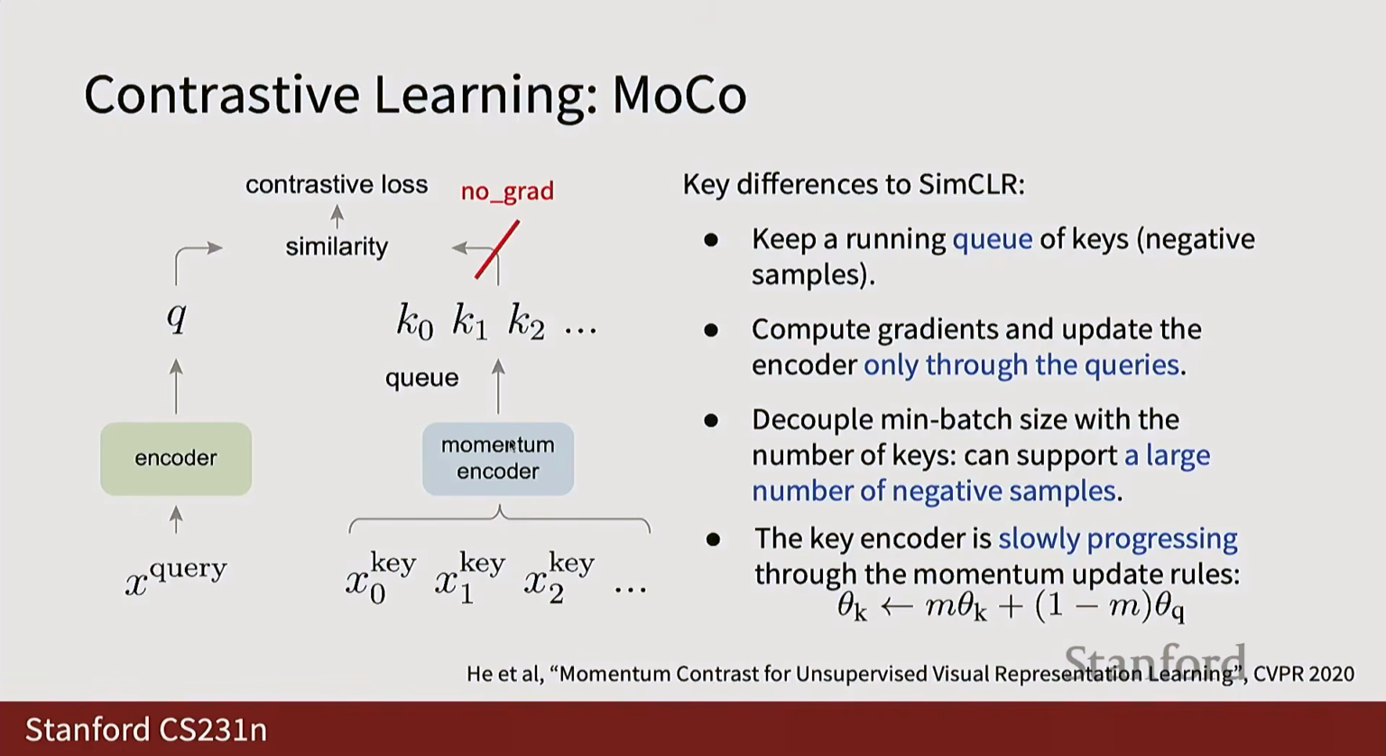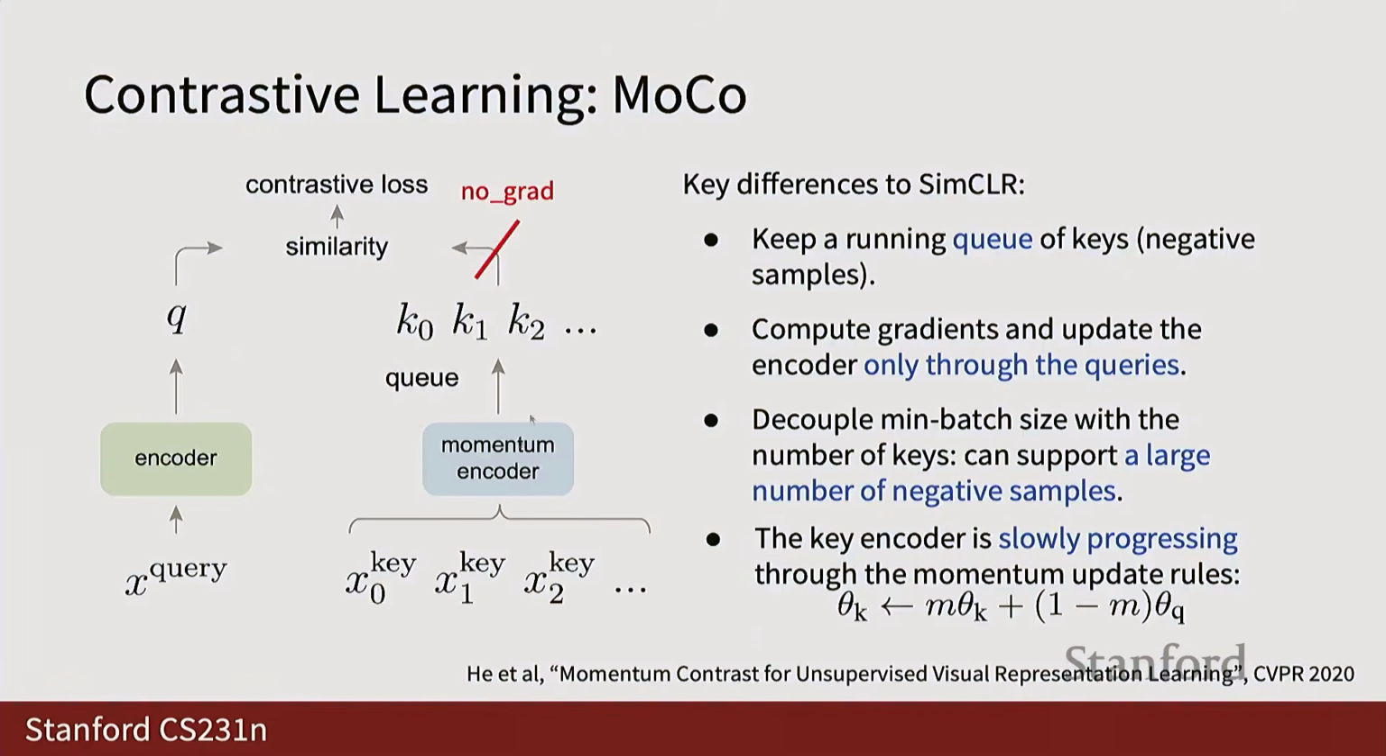Instead, we're going to do something kind of wacky. What we're going to do is have this momentum encoder have its own set of weights. We're going to learn them not via gradient descent. Instead, we're going to have the momentum encoder be an exponential moving average of the weights of the normal encoder. So the normal encoder, we're going to learn via gradient descent.